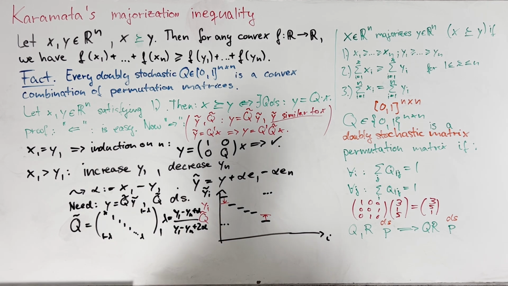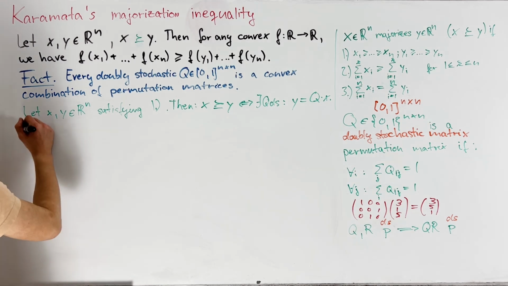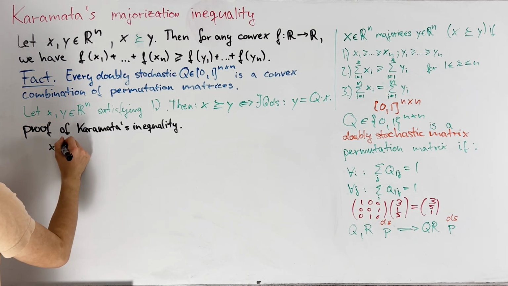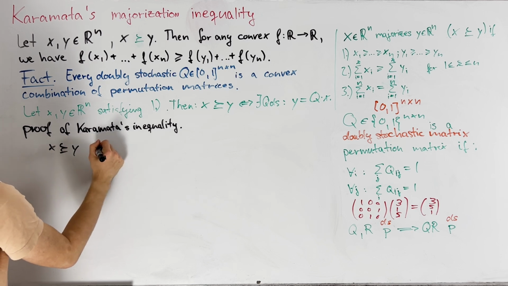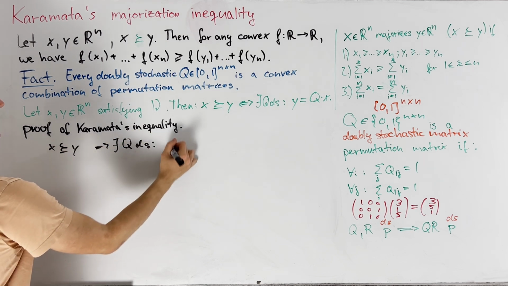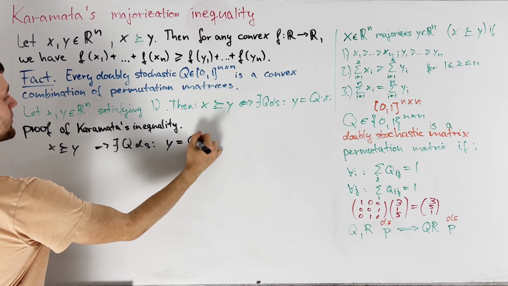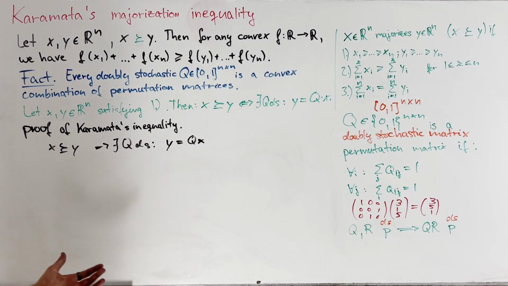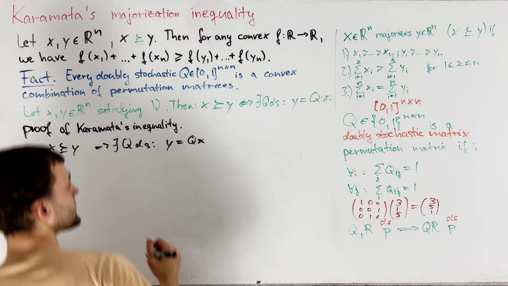Using the fact that a product of two doubly stochastic matrices is doubly stochastic, we therefore conclude our proof of the characterization of majorization. Now take a look back at the statement of Karamata's inequality. Since x majorizes y, there exists a doubly stochastic matrix Q such that y is equal to Q times x. It will now become apparent that Karamata's inequality was just Jensen's inequality in disguise.